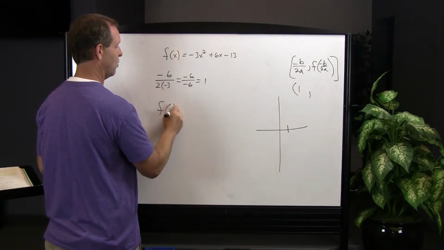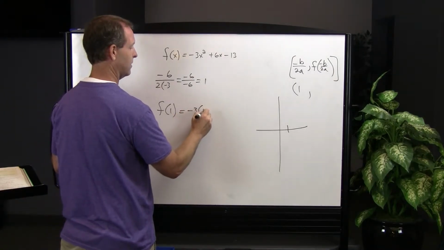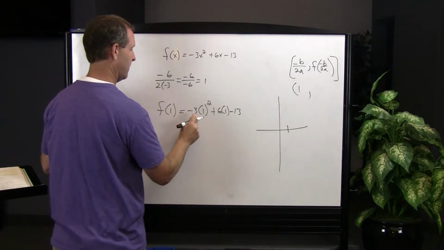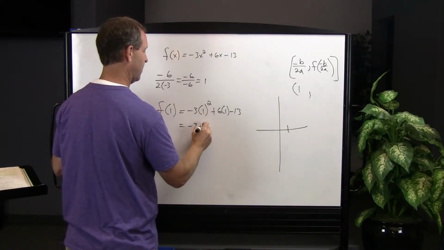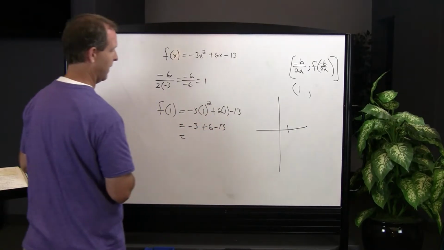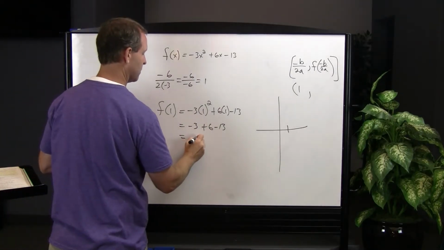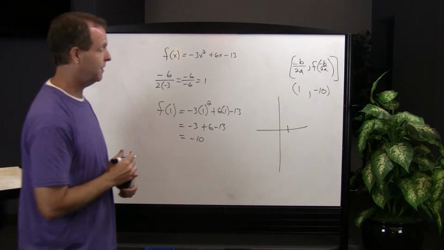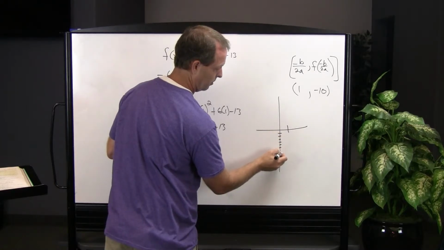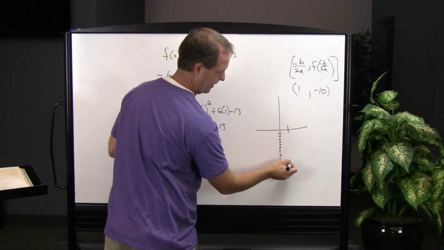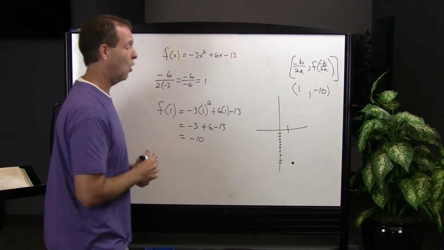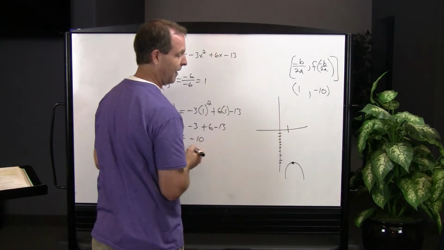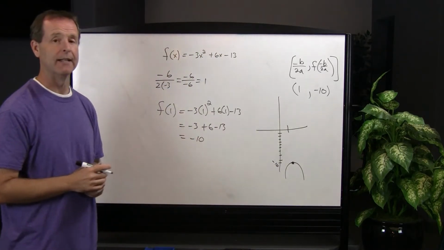So f evaluated at 1 equals negative 3 times 1 squared plus 6 times 1 minus 13, negative 3 times 1 squared, so that's negative 3 plus 6 minus 13, that equals 3 minus 13 equals a negative 10. So I see that I have a vertex at the point 1 and negative 10. If I graph that gently, 1, 2, 3, and negative 10. That's my vertex. The graph opens downwards. So my maximum value occurs at x equals 1, and that maximum value is negative 10.